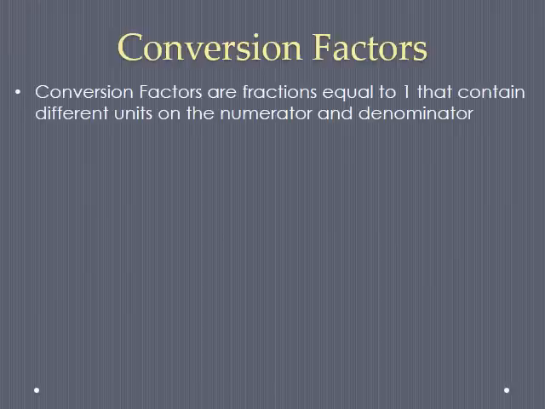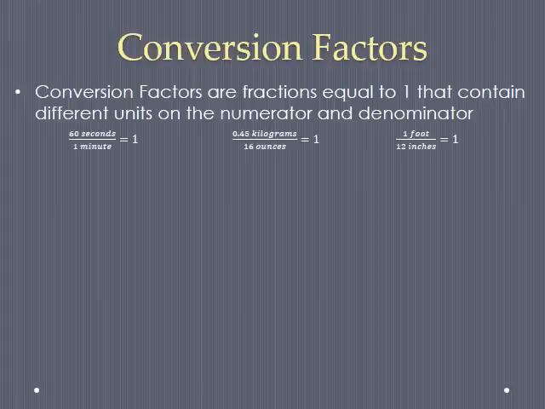So these funky little ways of writing 1 are going to be known as conversion factors. Fractions that are equal to 1 that have different units on the top and the bottom, or the numerator and the denominator of a fraction. Some examples of conversion factors that you'll probably be using: 60 seconds over 1 minute, because they're equal to each other. That's a conversion factor equal to 1.